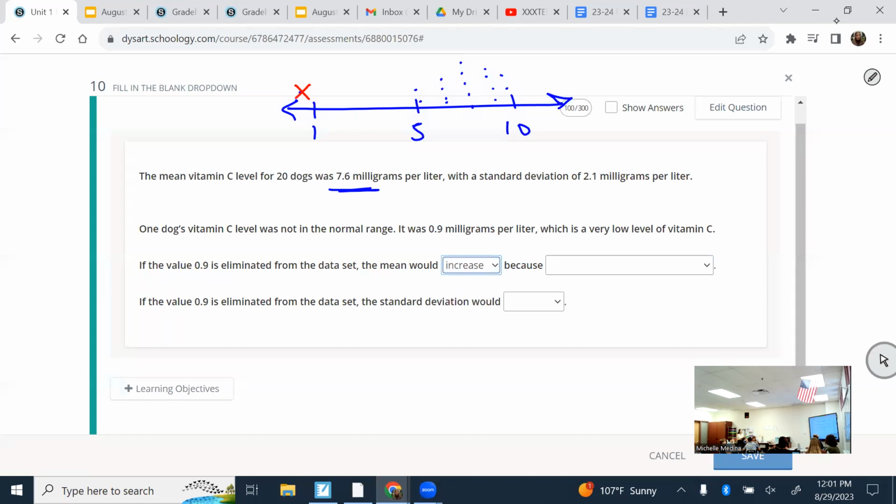It increases. Why? Because the 0.9 was an outlier. When we eliminate an extreme value, extreme values pull the mean in that direction. So if I get rid of it, now the mean goes back the other way, where the middle is. So it would increase the mean if I eliminate it. And then if that value is eliminated, what would happen to the standard deviation, how spread out the data is? It would decrease, because now it's not spread out as much. Okay, does that make sense?